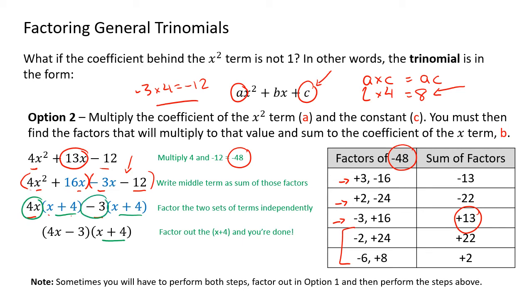So our final solution is 4x minus 3 times x plus 4. Okay? A couple extra steps, but we end up with the same kind of neat and tidy package as we had in the past. So one last thing I'll note about this before we go through a few examples is sometimes you might have to do a combination of both options. You may be able to factor out part of the value in the first term, but not all. And then you would have to do the same steps in option 2. And we'll go through an example of that in a few slides.